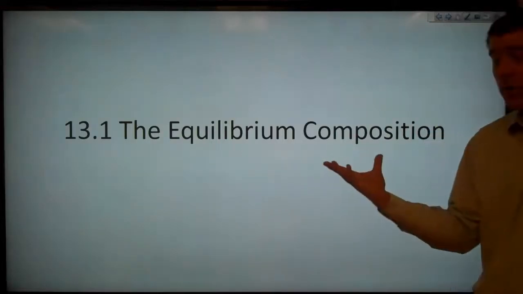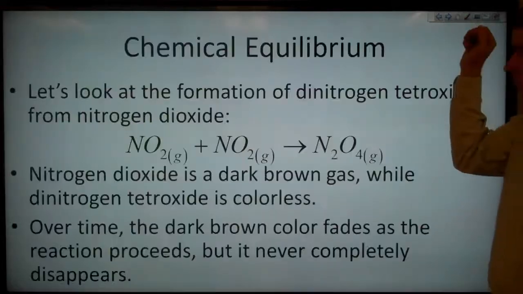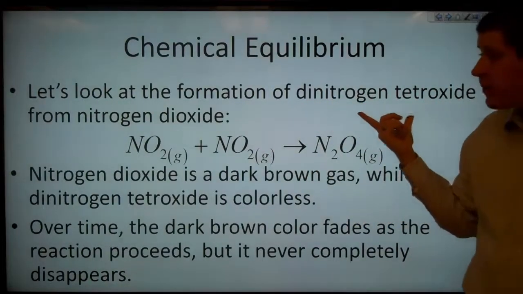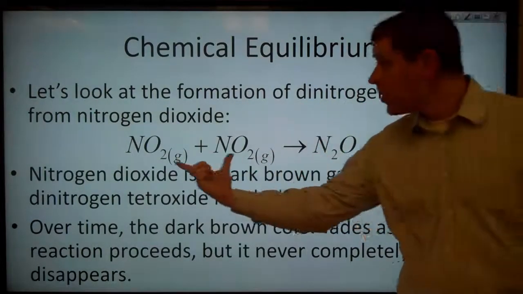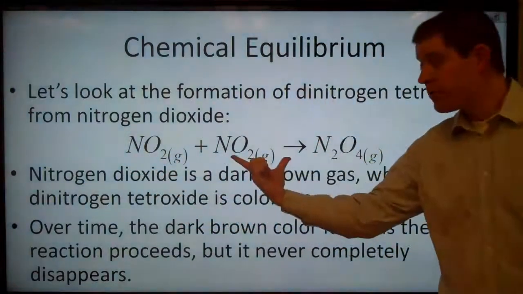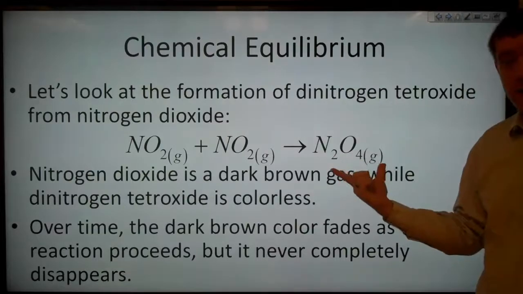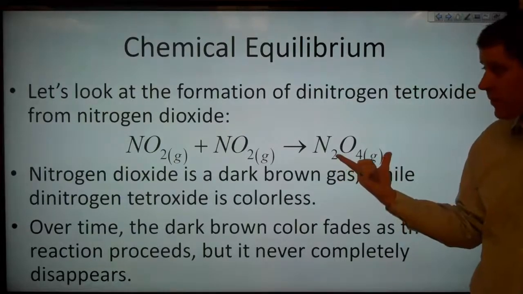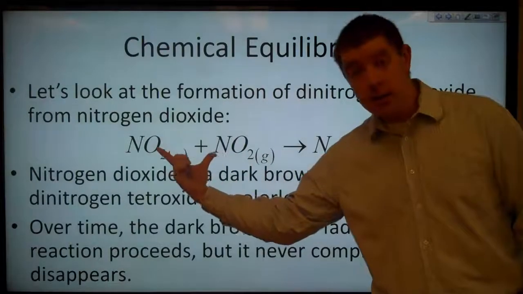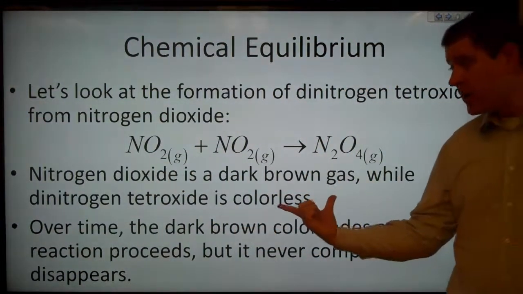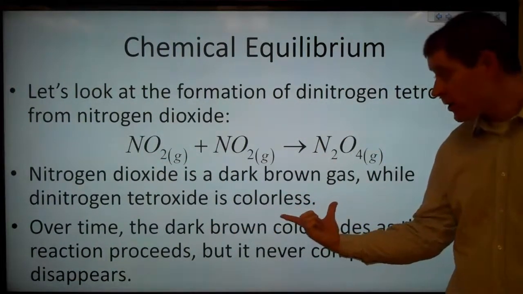Welcome to the equilibrium composition. So let's look at the formation of dinitrogen tetroxide from nitrogen dioxide. We have two nitrogen dioxide molecules reacting together to give us N2O4, the dinitrogen tetroxide. Nitrogen dioxide, the reactant in this case, is a dark brown gas, but the dinitrogen tetroxide is colorless.